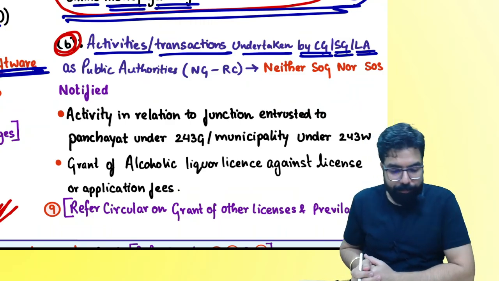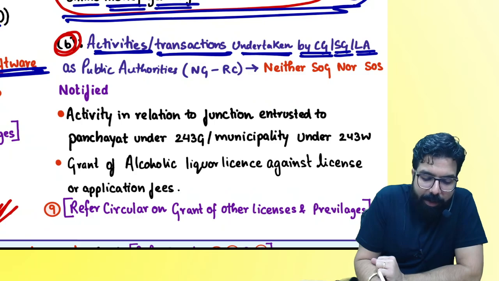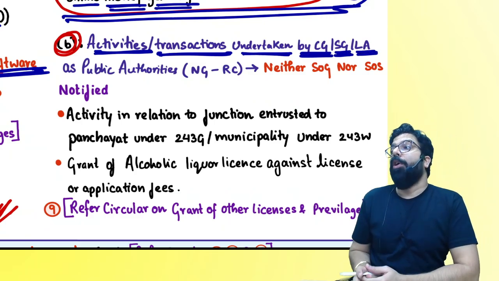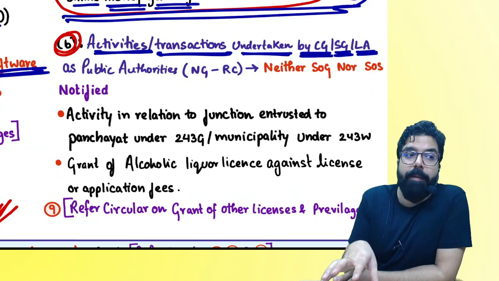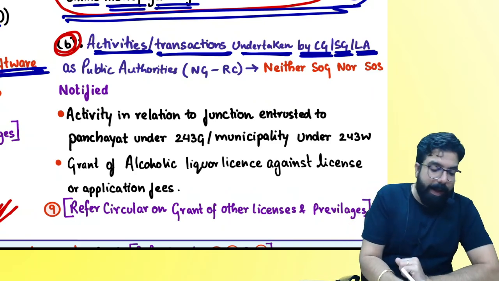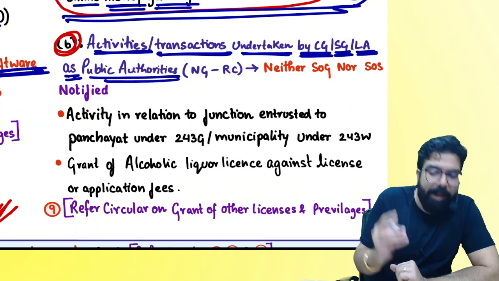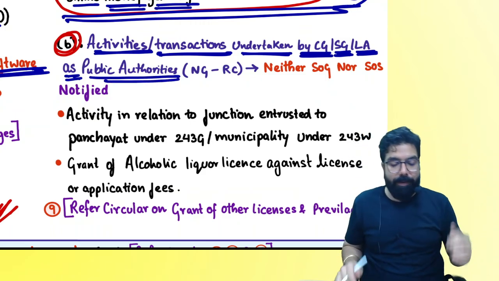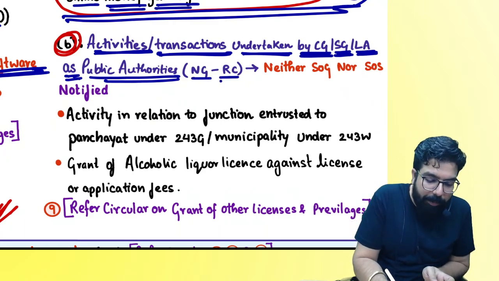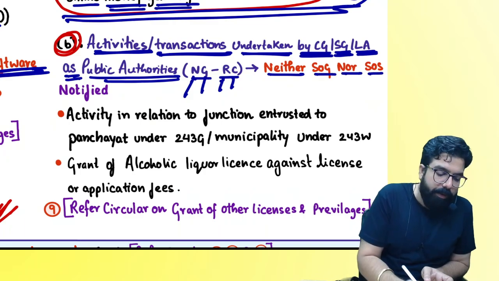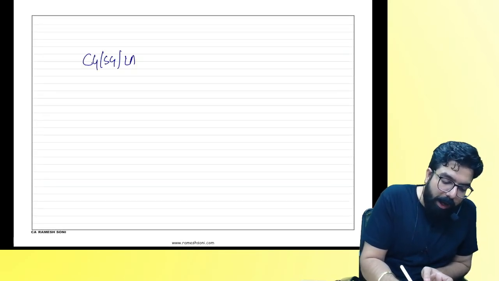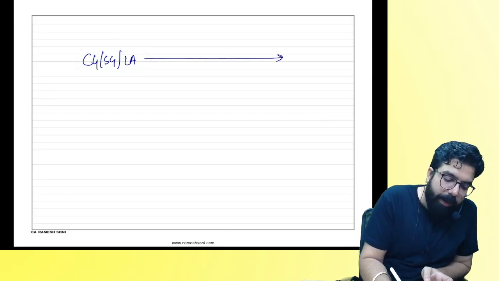Now, activities or transactions undertaken by central government, state government, or local authority: if they are undertaking some activity as a public authority, it means they are undertaking it for the public. It will be neither supply of goods nor supply of service only if it is notified by the government on recommendation of the council. Then it will be neither supply of goods nor supply of service. Let's see what they are telling: if central government, state government, or local authority is doing any activity.